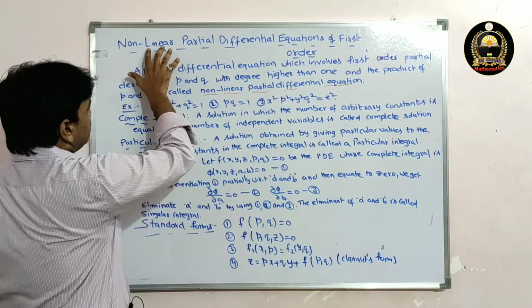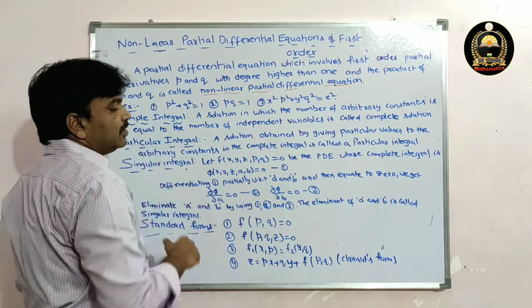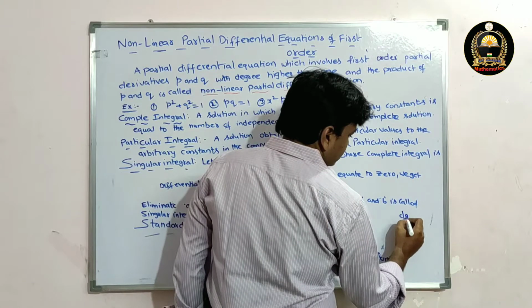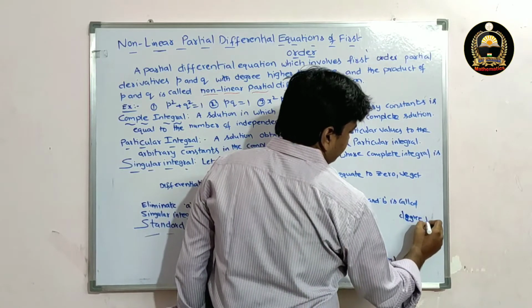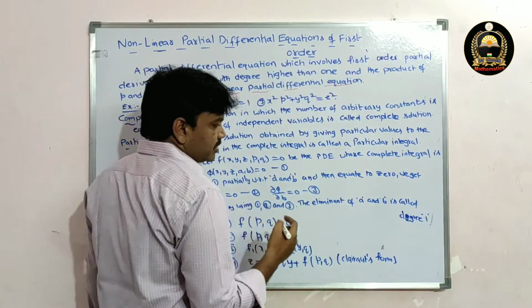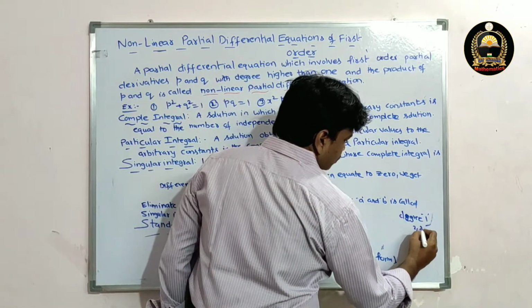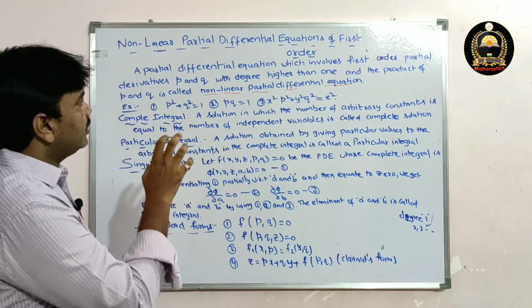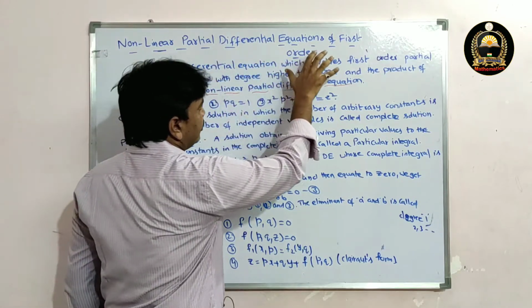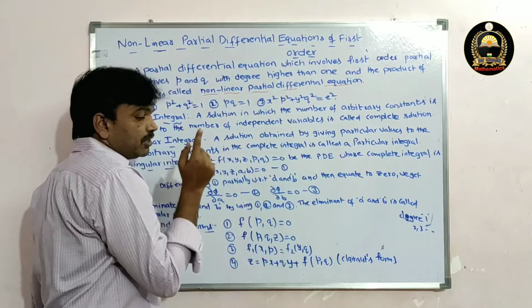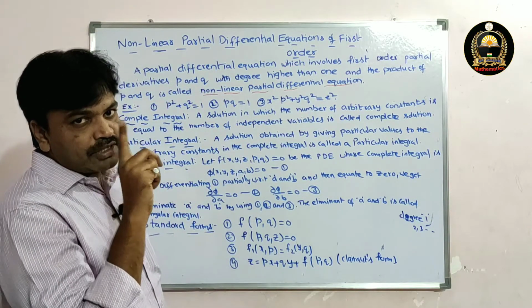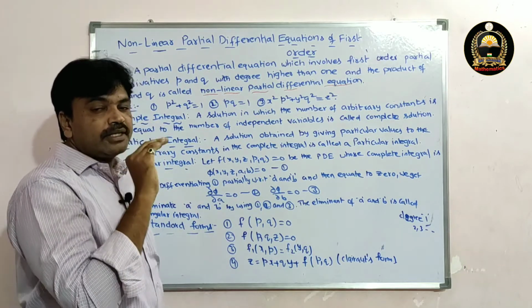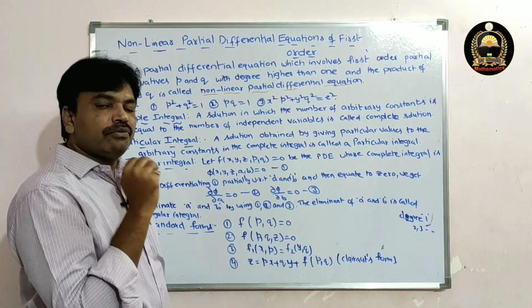Nonlinear partial differential equation of first order. What is it, students? What is linear? Linear means degree is 1. Non-linear means degree other than 1. It may be 2, 3 and so on. Order is 1, and please remember, degree is other than 1, that means more than 1.